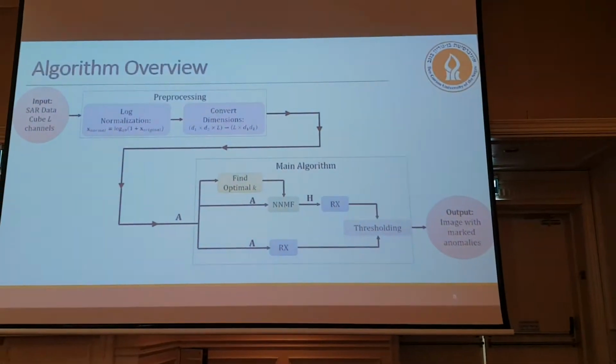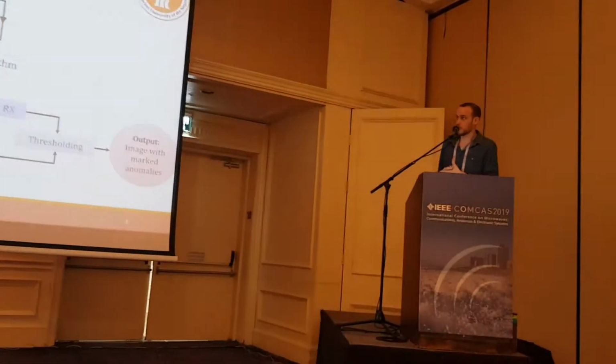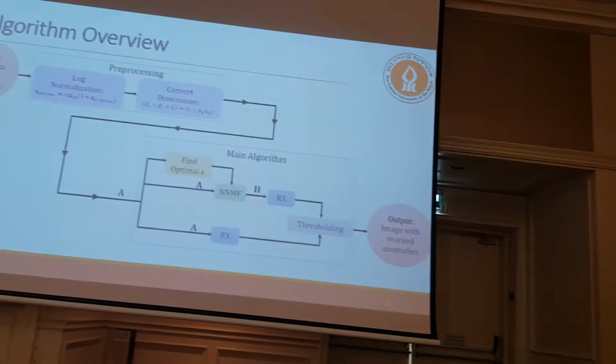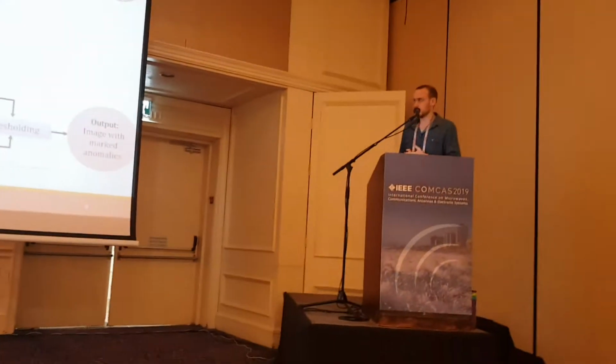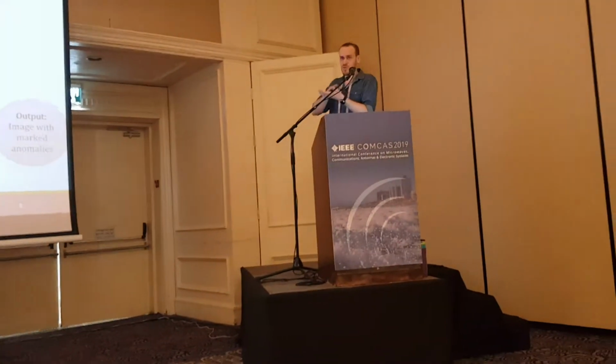Okay, so this is a short overview of our algorithm. We first get our input SAR data cube with L layers. First, we apply a pre-processing stage where we use log normalization. We apply the log function over our dataset in order to avoid high saturation due to the speckle noise. Then we convert the data from a cube into a matrix, where we take each layer, which is an image, and vectorize it into a row in the matrix representation. The matrix form will be denoted by a capital A.